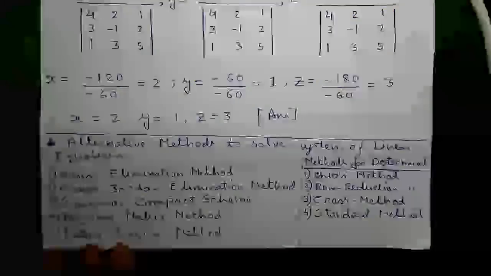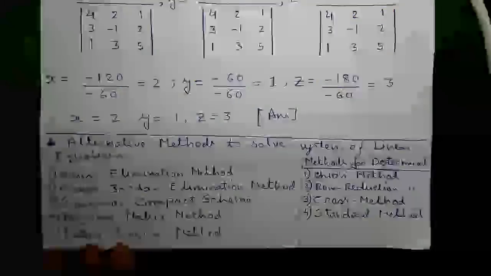So we will write 4, 2, 1 and then 13 in the D column. Next, 3, minus 1, 2, 11, 1, 3, 5 and 20. Just keep entering the data, the cursor will automatically move to the next field.